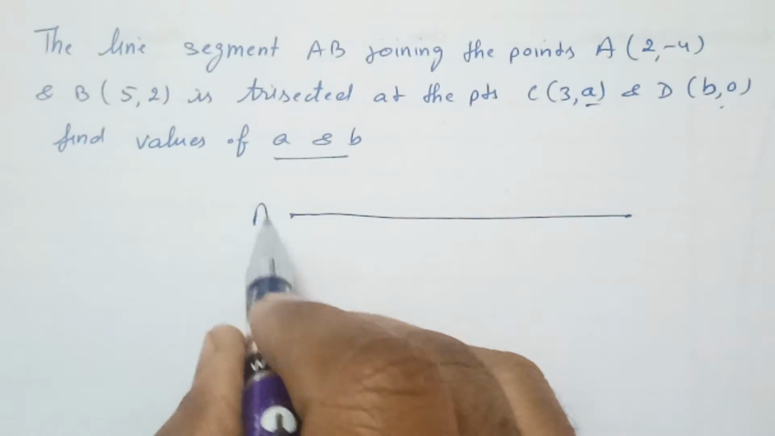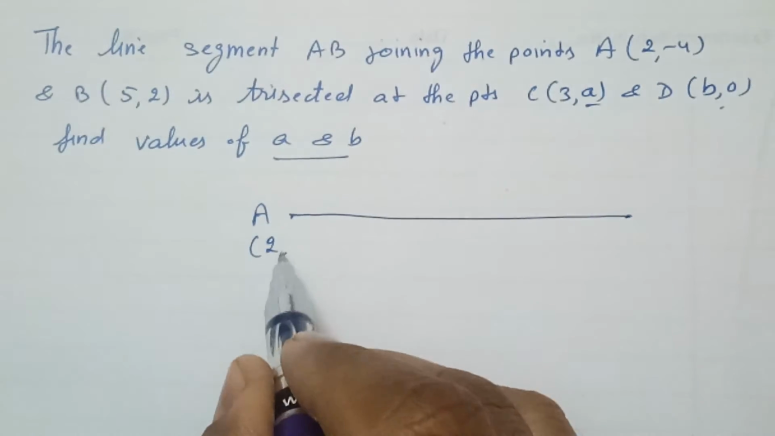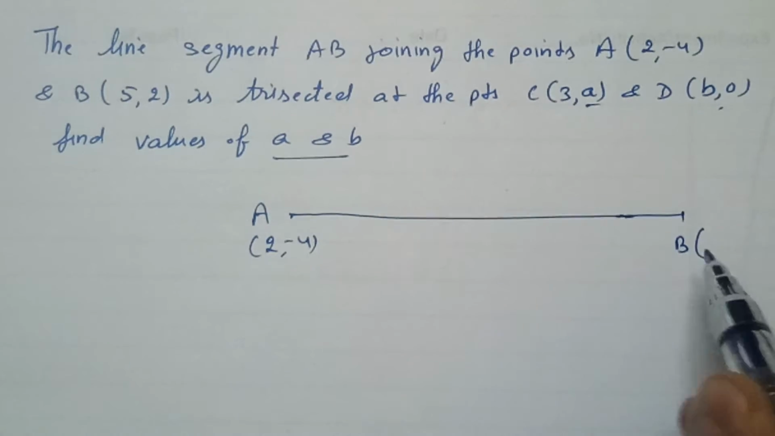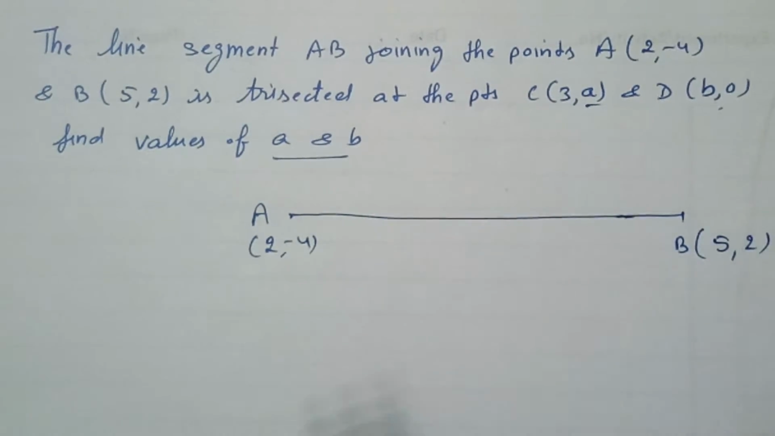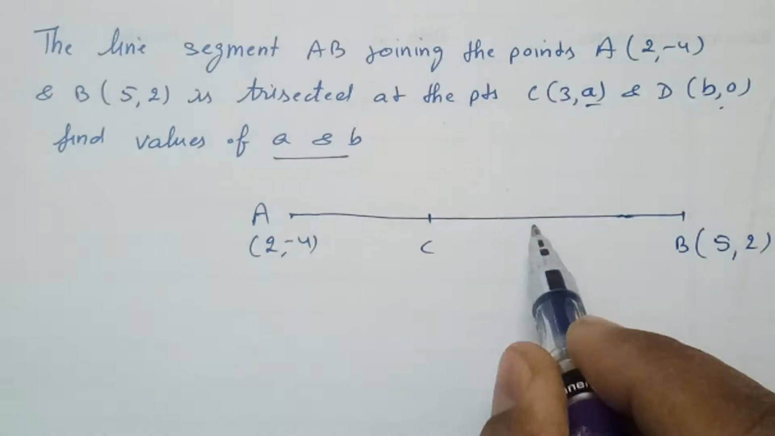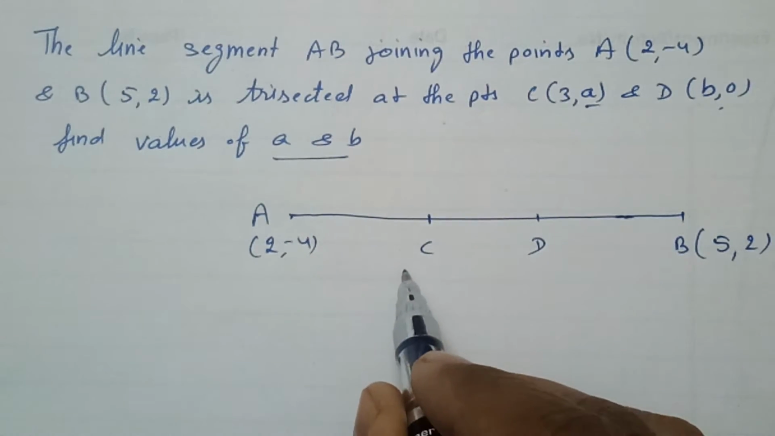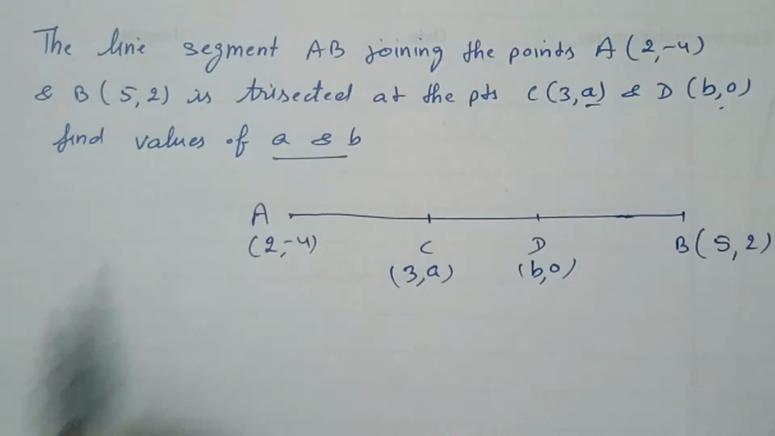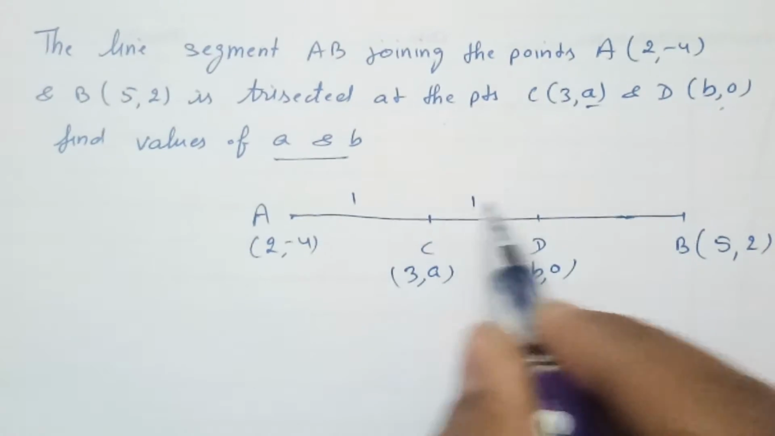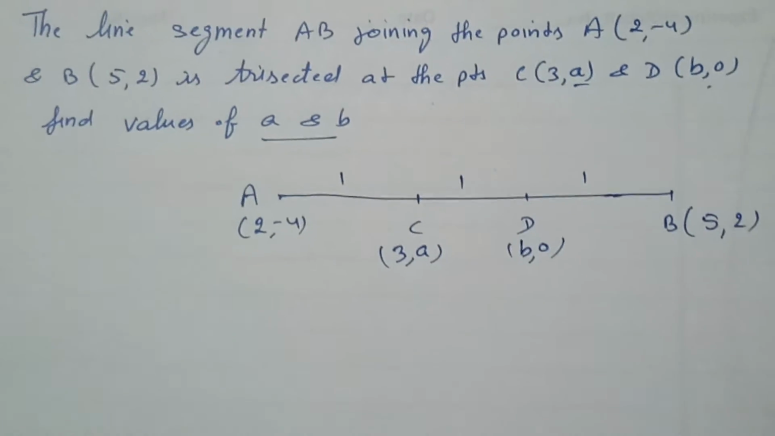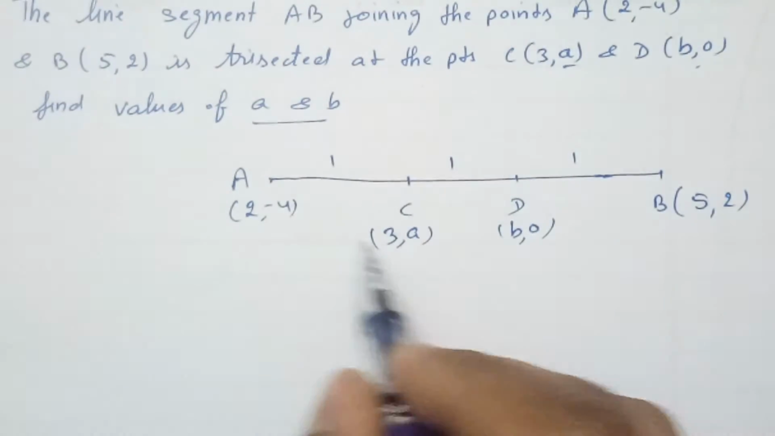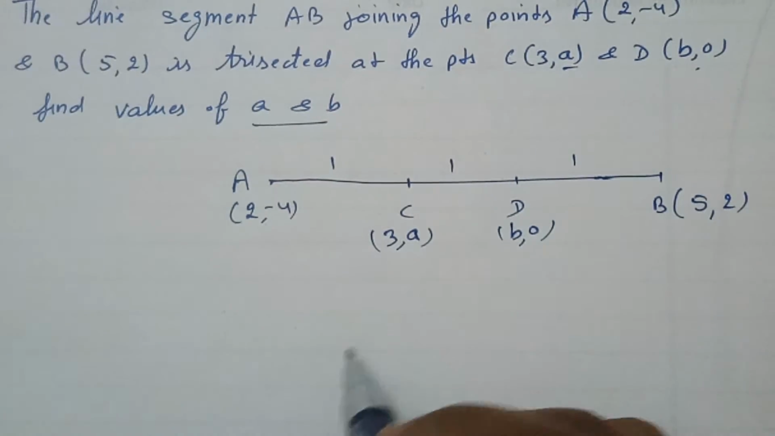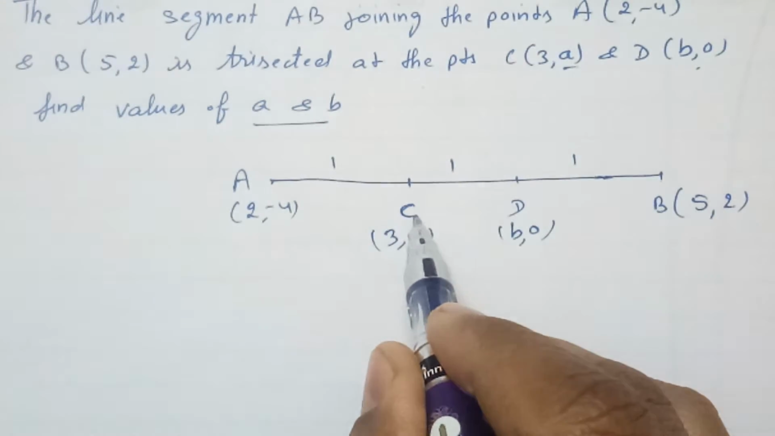A is at this point, coordinates 2 and -4, and the coordinates of B are 5 and 2. Let the points C and D be somewhere here, with coordinates (3, a) and (b, 0). Because this is trisected, these three parts are equal, so let their ratio be 1:1. Now first of all we need to find the coordinates of C or D, anyone. So I will find the coordinates of C.